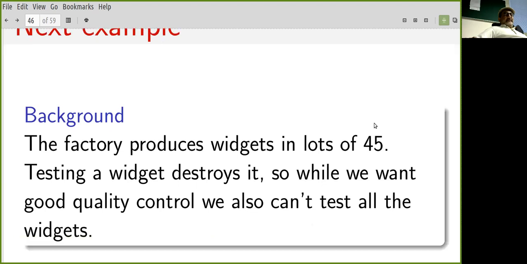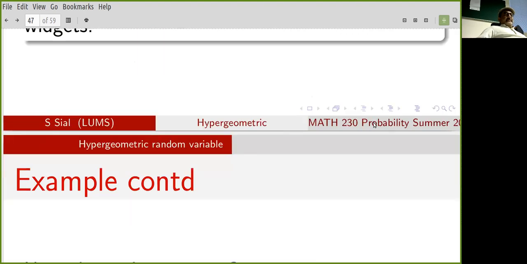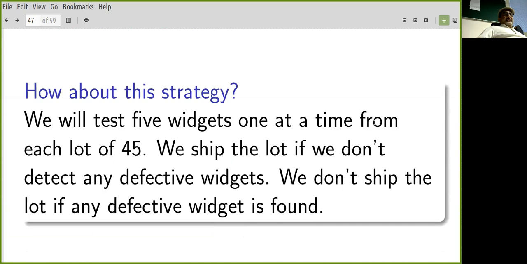We have a factory, let's say, that produces widgets. It produces widgets in lots of 45. Testing a widget destroys it. So we want good quality control. We can't actually test all the widgets, right? So let's think about that. How about this strategy?